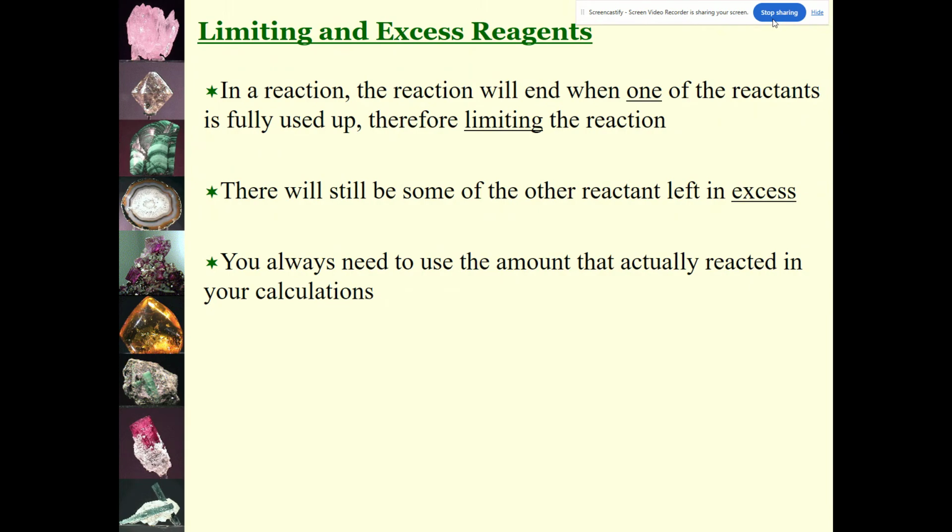So in a reaction, what happens is usually one of the reactants is fully used up. Okay, it is going to limit the reaction, or once it runs out, the reaction will stop. Okay? The other reactant is therefore left in excess. So there's more of it than you really need. So there will be some of it left over after the reaction has gone to completion, after the reaction has ended. So it's very uncommon that you have the exact amount of both reactants that actually react in the reaction. Usually one runs out first, and we call that the limiting reagent.